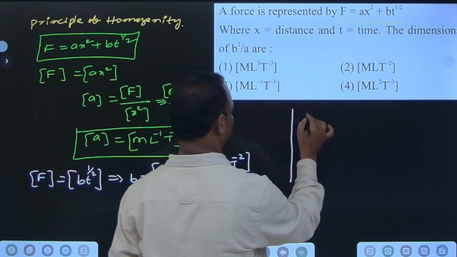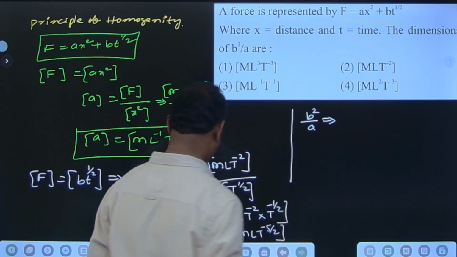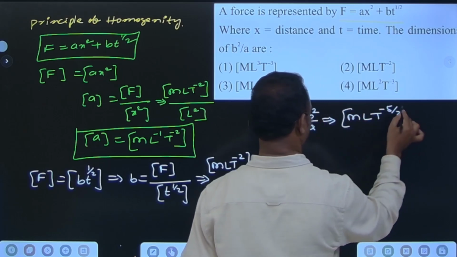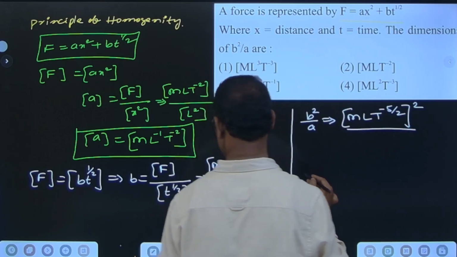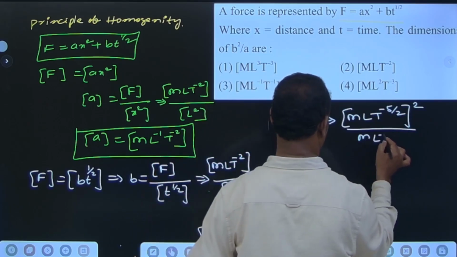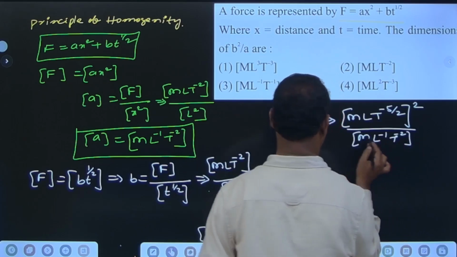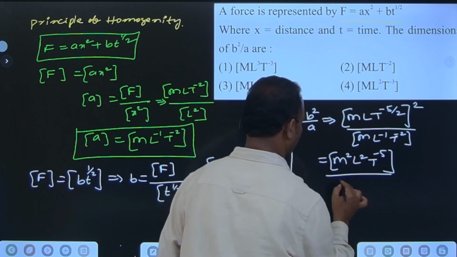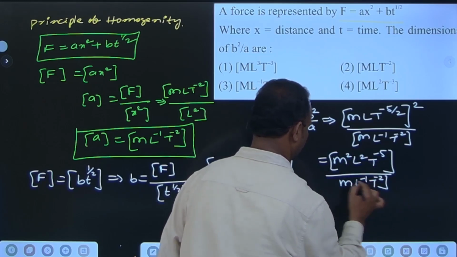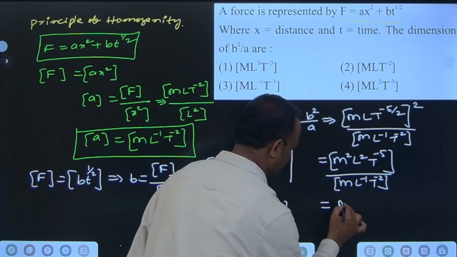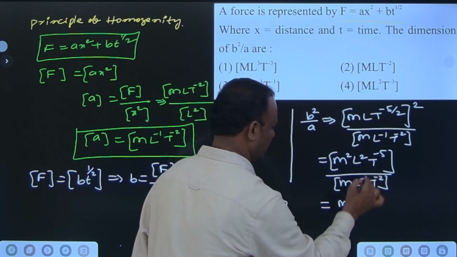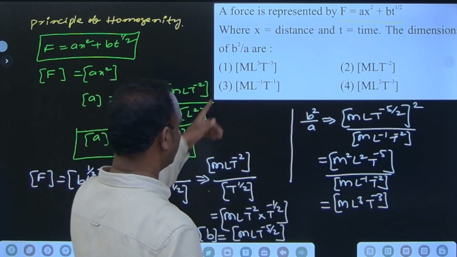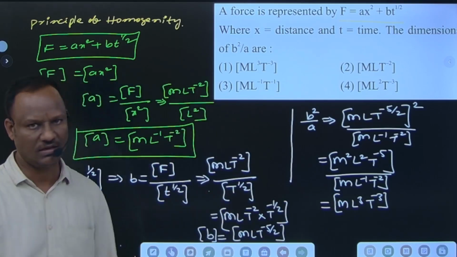What is being asked? b square by a. What is b? It is m l t power minus 5 by 2, squared, divided by a. The dimension formula of a is m l minus 1 t minus 2. So this is m square l square t minus 5 divided by m l minus 1 t minus 2. This will be m, next l cubed, next t minus 3 is my answer. So the answer is m l cube t minus 3. So option 1 is the answer.